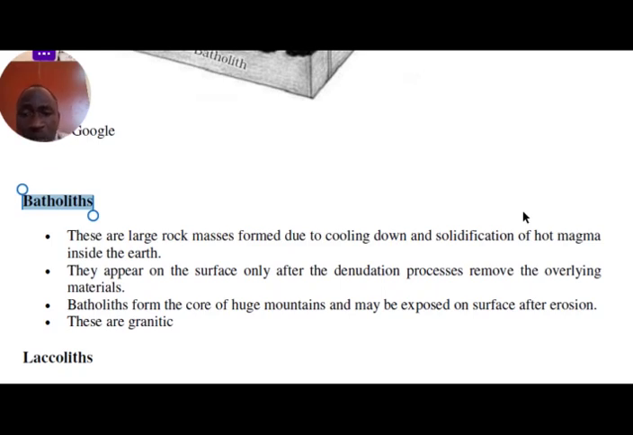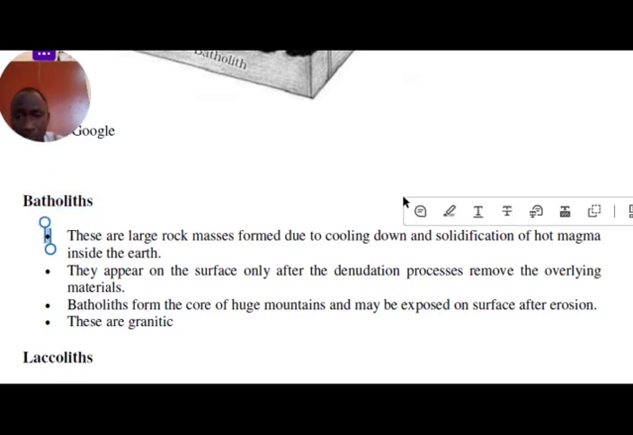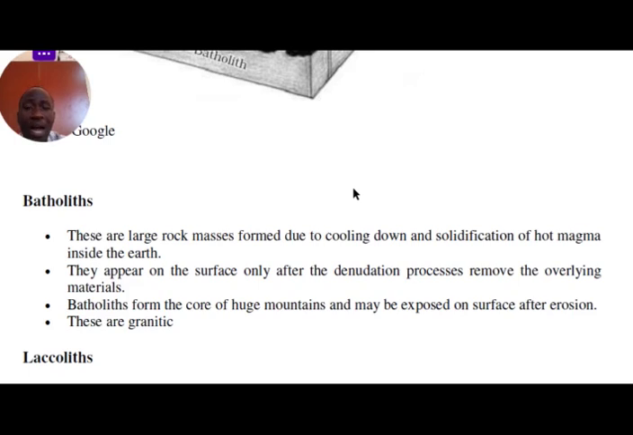Now below we have these features and how they are detailed. When you look at the batholith, they are saying that these are large masses formed due to cooling and solidification of hot magma inside the Earth's interior. They are saying that they appear on the surface only after the denudation processes, removing the overlying material. In other words, after weathering and erosion have taken place, the batholith may be exposed at the end.